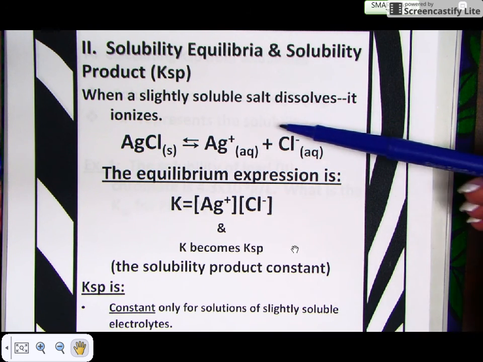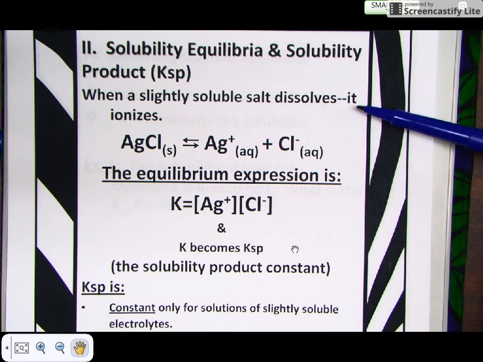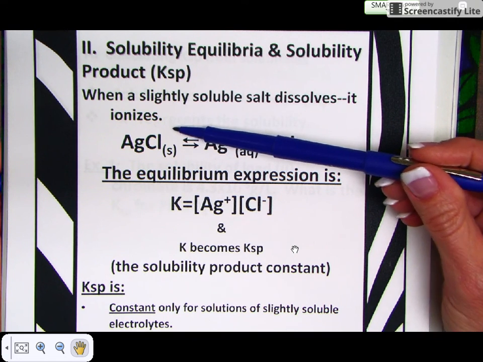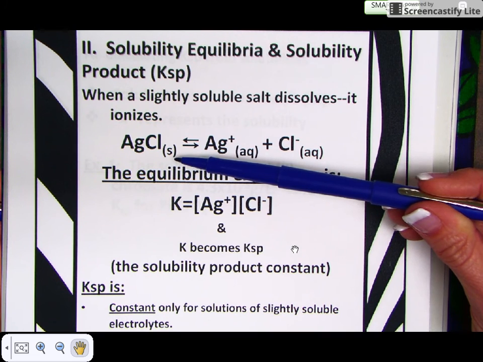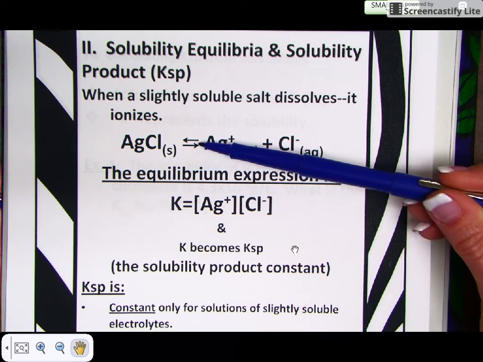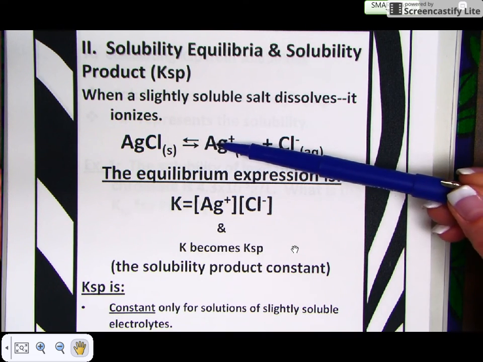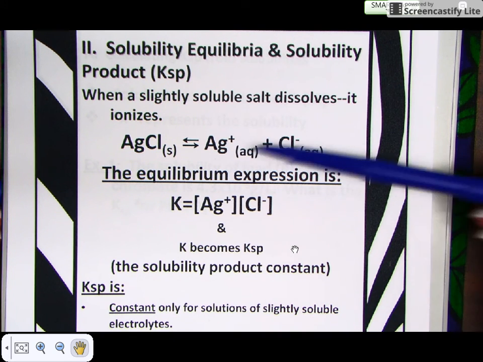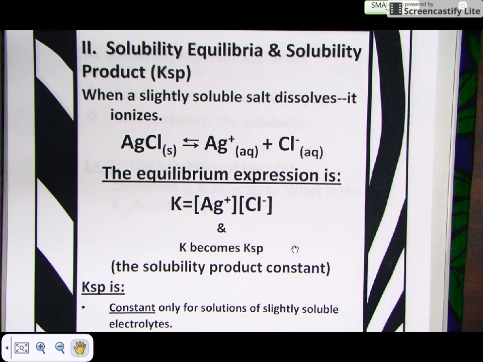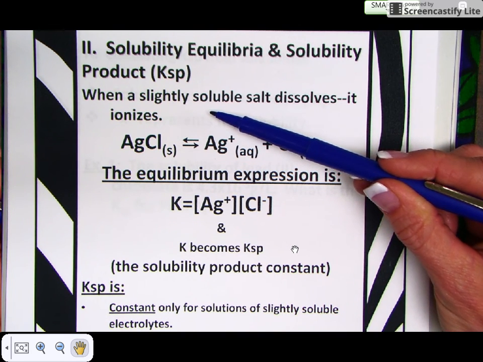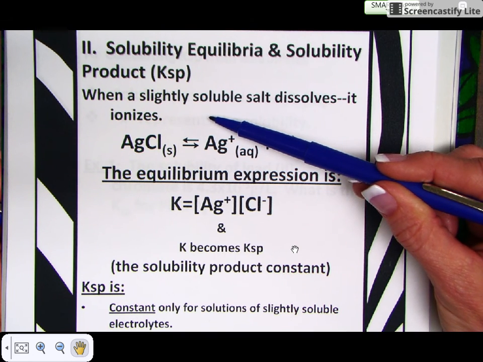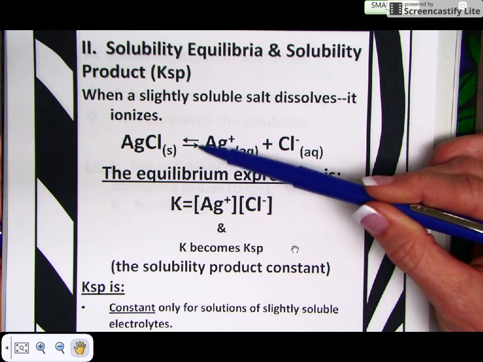When you have one of these types of salt, it will dissolve in water and it ionizes. So here's an example of a slightly soluble salt, silver chloride. That is just a solid. These salts are solids. When you put it in water, the water will pull it apart into silver ions and chloride ions. Now remember, these are slightly soluble salts. They're not the very soluble salts that we would say would dissolve 100%. That's why these form equilibrium.